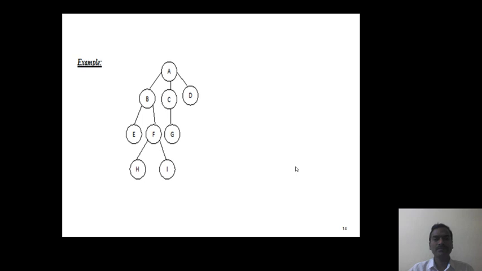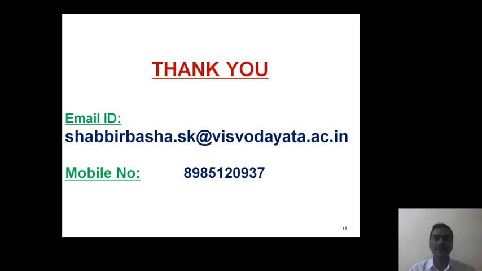Let us take the example. For this, the degree 2 representation is A to B. For B, the left child is E, the right child is C. For E, the right child is F. For C, the left child is G, the right child is D. For F, the left child is H. For H, the right child is I. So these are the 3 possible representations of a tree data structure. Thank you one and all.